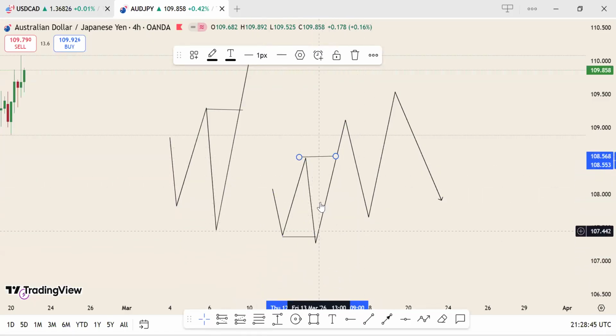If you have it on 4 hour and it's not showing on daily, then 4 hour is the highest time frame you should respect. If you have it on 4 hour and it's showing on daily, then daily is the highest time frame you should respect. If you have it on daily and it's showing on weekly, then weekly is the highest time frame. So that's why it's called the higher time frame superiority.